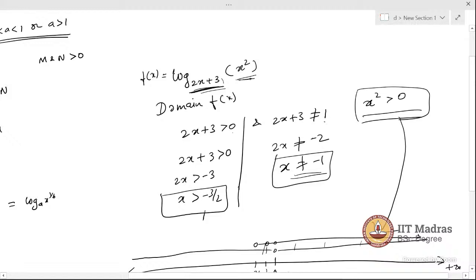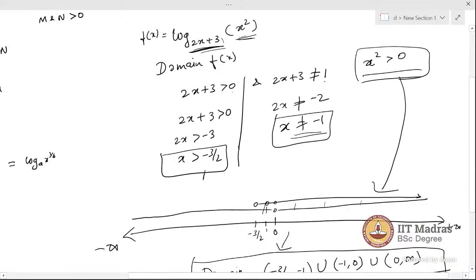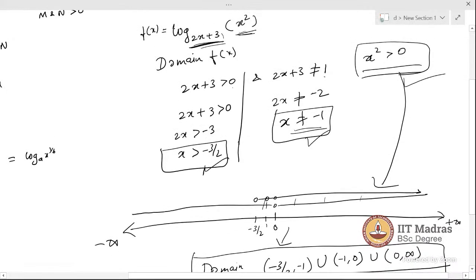Also, I have to make sure that this is always greater than 0. x square is always greater than 0: at 0 it gives me 0, and no matter what x value I take, it will always give me a positive value. So from these three pieces of information, I got the x values. Next, I drew a number line, and since three conditions are given, all I have to do is find the intersection of them.